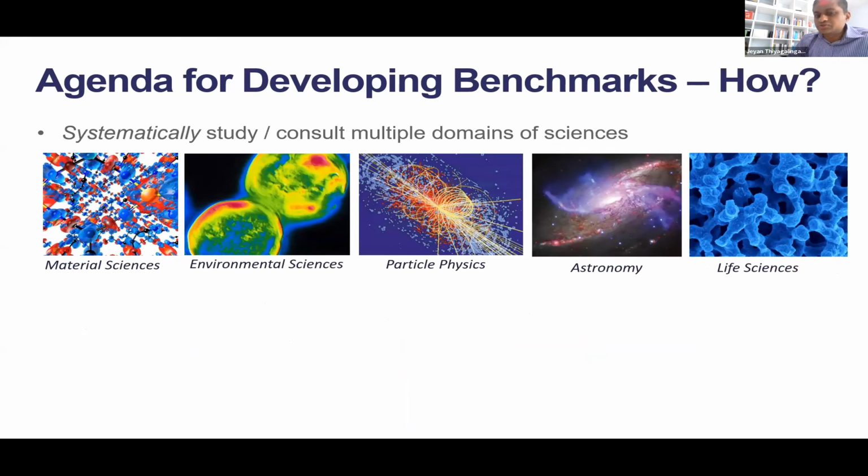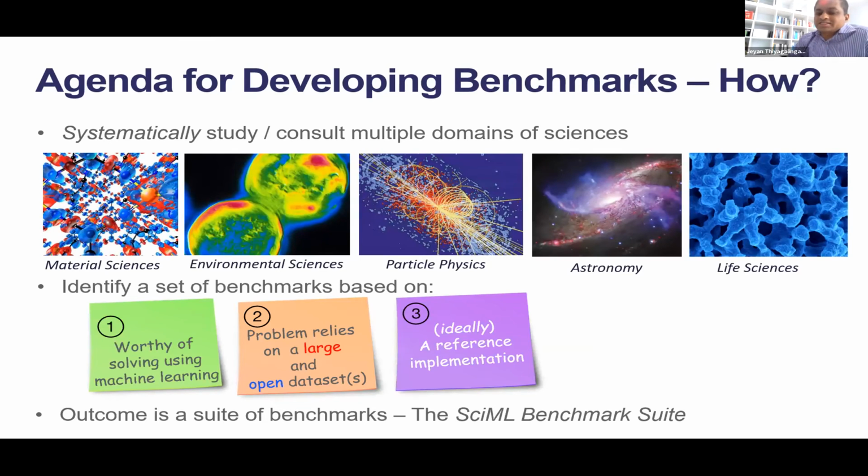The idea is we go through each of these domains and identify problems that are really worthy of solving using machine learning, because every scientist wants to solve their problem using machine learning these days. We want to focus on problems that are actually worthy of it, and also look into data sets which are large and open, because we don't want to end up in a legal battle. And then of course we also focus on reference implementations, and we set this as a baseline.